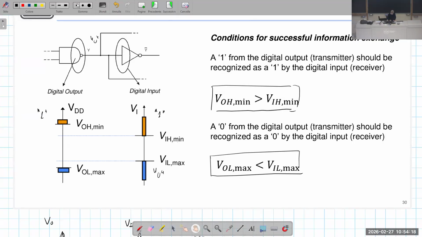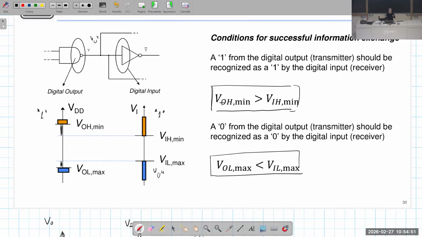On the other hand, we can have that VOH minimum is larger than VIH minimum, so we have some margin here, and we have some margin here, and this is a good feature. Before going on, is that clear? Are these two requirements clear? Actually, in the limit case, they can also be equal.